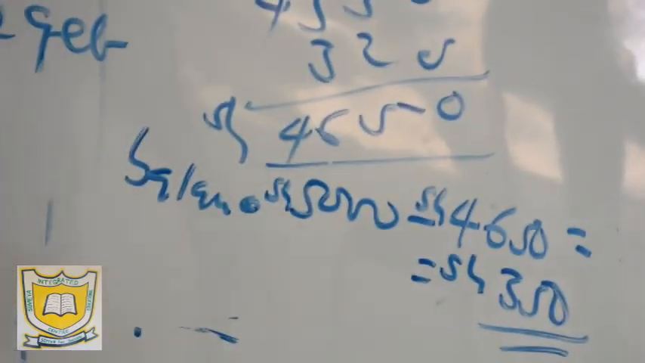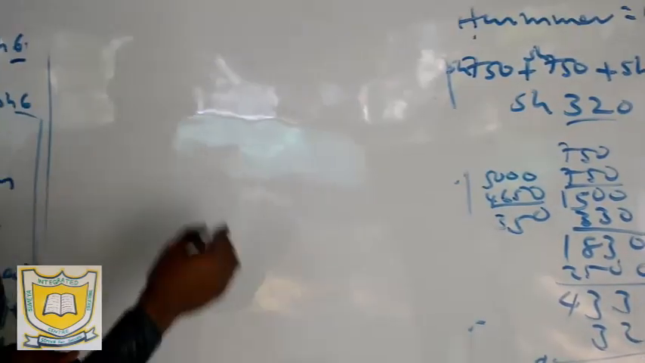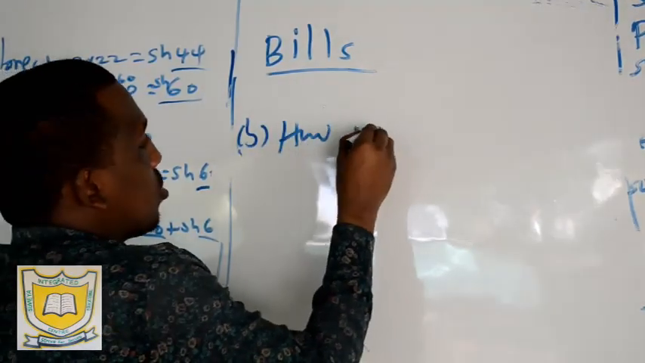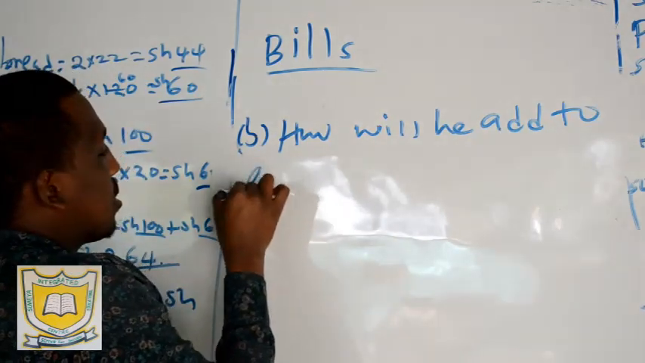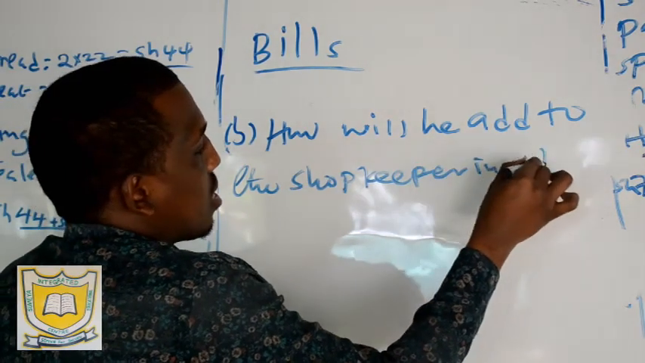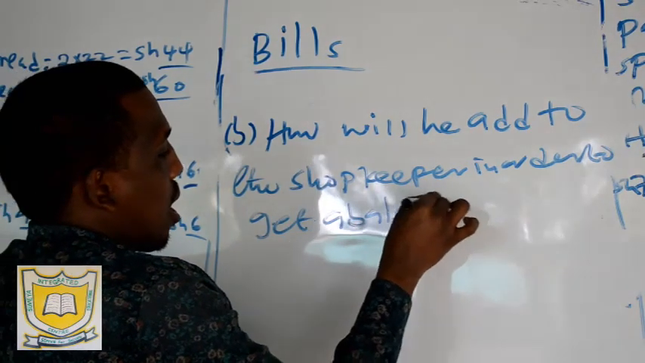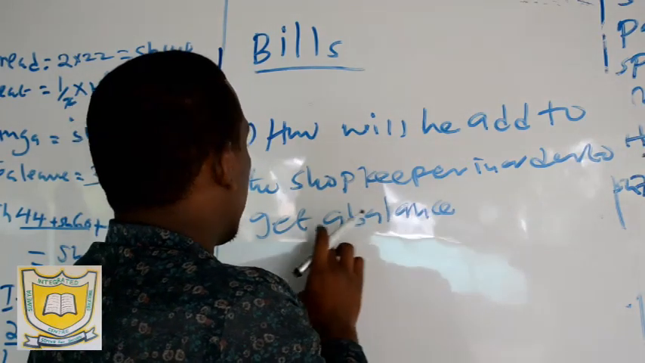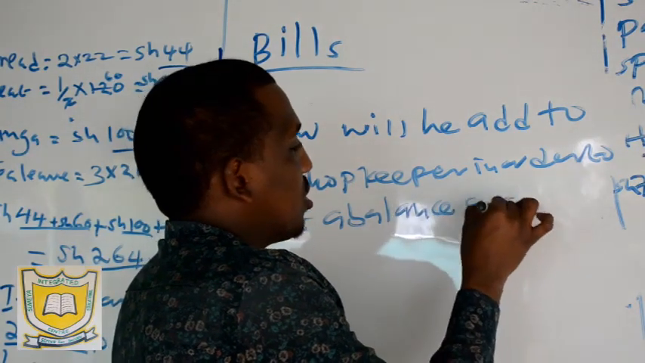So we go now to question B, the last one. Question B: how much will he add to the shopkeeper in order to get a balance of shillings 400?